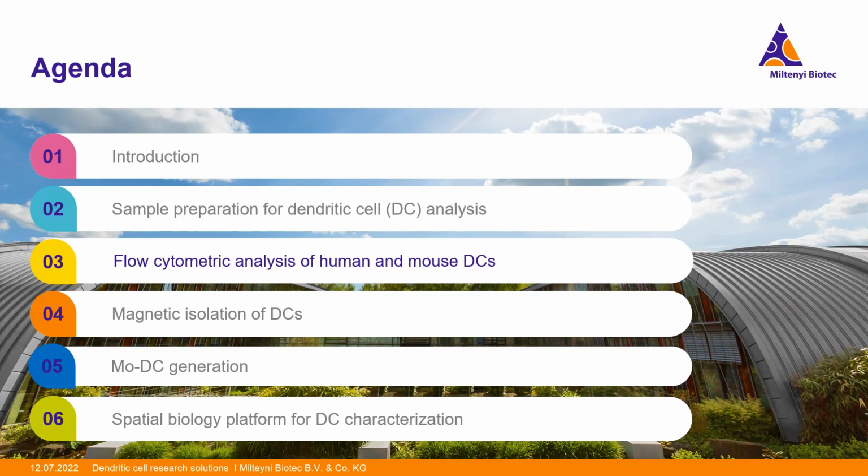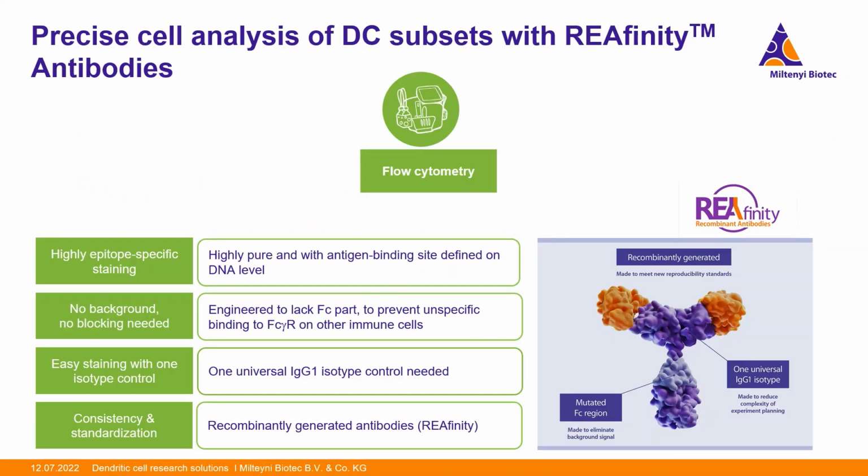Now let's move to the next part, flow cytometric analysis of human and mouse DCs. Flow cytometry is one of the main and essential tools for studying dendritic cells. So if you're trying to accurately analyze cells by flow cytometry, the most reliable solution we can offer you is our REAfinity antibodies. These are recombinantly engineered antibodies in which the Fc region has been mutated to minimize background signal. So if we translate this to the myeloid cell language, and we know that the dendritic cells belong to the myeloid cell family, the Fc blocking step is not required anymore.